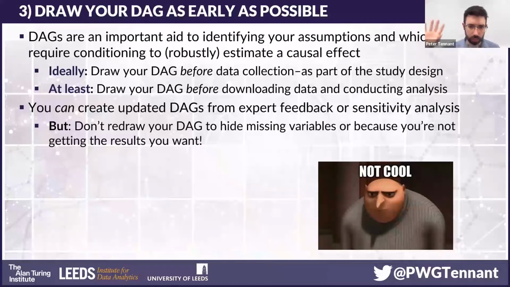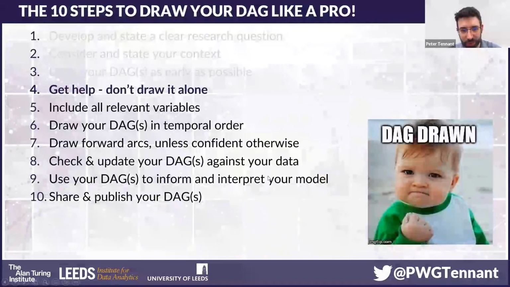However, try and make that process as transparent as possible. If you have a DAG in your protocol and it's different to the DAG in your final paper, then explain: we added these for these reasons, or because further research demonstrated that these might be important. What you mustn't do, and it's not just not cool, it's verging on malpractice, misconduct, whatever the right word is, is redraw your DAG post hoc in order to remove any variables that happen to be inconvenient, either because you didn't have them or because when you include them, they're not giving you the results that you want. Clearly, that's not really in the spirit of what we're trying to do here.